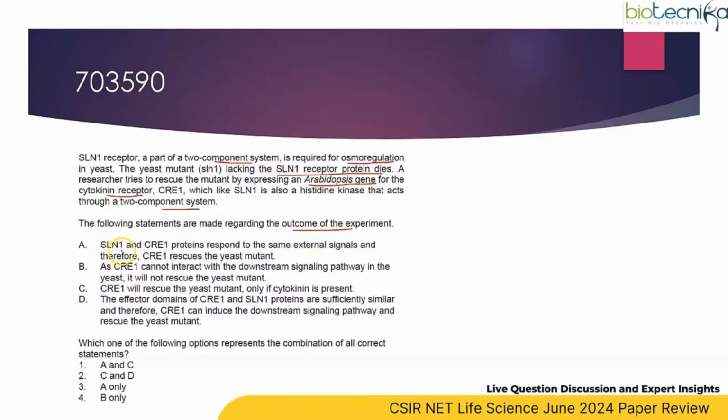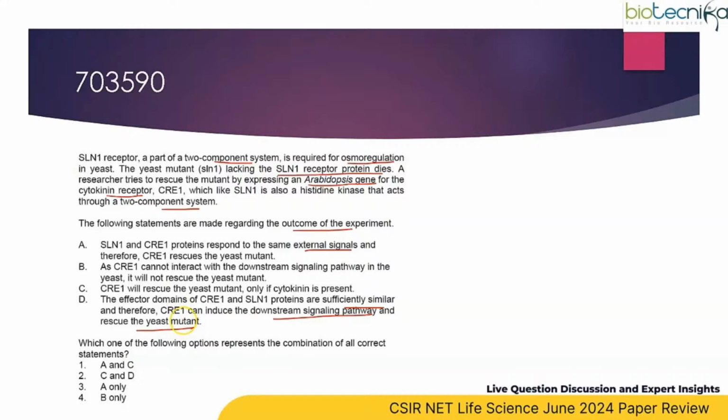A. SLN1 and CRE1 proteins respond to the same external signals, and therefore CRE1 rescues the yeast mutant. B. As CRE1 cannot interact with the downstream signaling pathway in the yeast, it will not rescue the yeast mutant. C. CRE1 will rescue the yeast mutant only if cytokinin is present. D. The vector domains of CRE1 and SLN1 proteins are sufficiently similar, and therefore CRE1 can induce the downstream signaling pathway and rescue the yeast mutant.